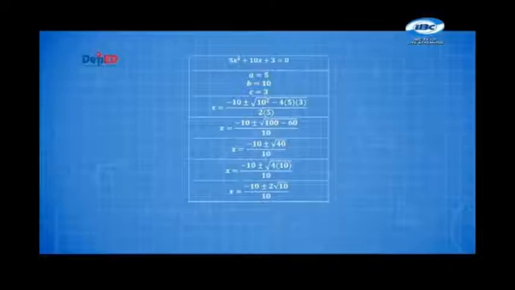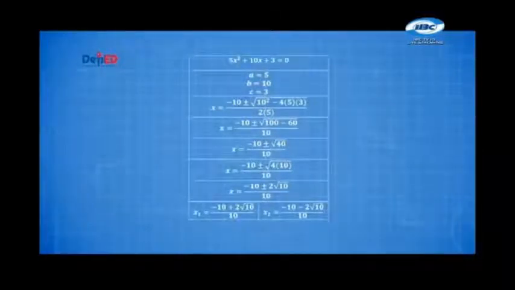Now, we can split the equation into 2. X sub 1 equals negative 10 plus 2 square root of 10 all over 10. X sub 2 equals negative 10 minus 2 square root of 10 all over 10. And then, solve for x.